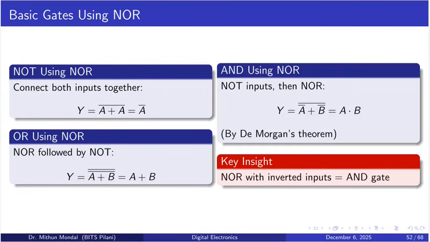Whereas for the basic gates using the NOR operation, first we see the NOT operation. We connect both the inputs together, so we have A plus A, and then the NOT operation, so we get A bar. For the AND operation, with inverted inputs and then NOR, we have Y equal to A bar plus B bar, with a NOR on top, so we get A dot B. And this is in accordance with De Morgan's theorem again. NOR followed by NOT gives you the OR. So here you have A plus B with a bar, and then another bar, so we are getting A plus B. So the key insight is that NOR with inverted inputs will give you the AND gate.